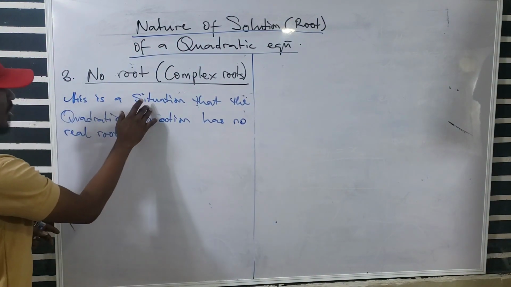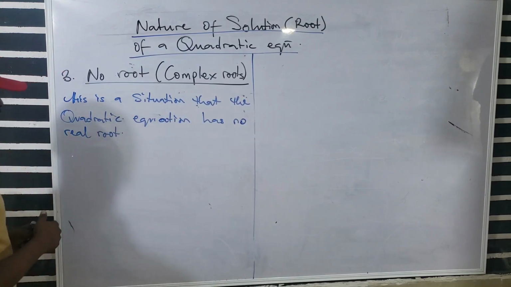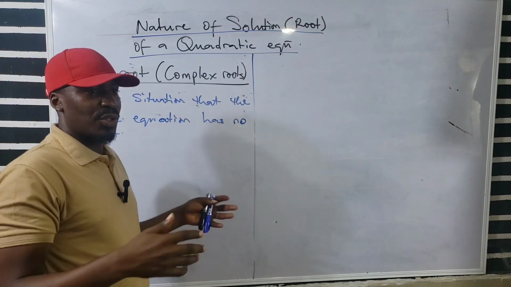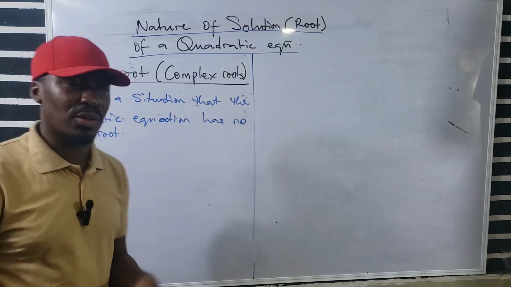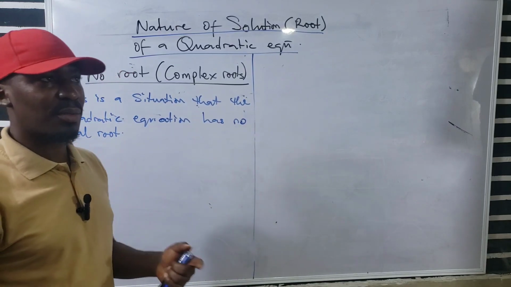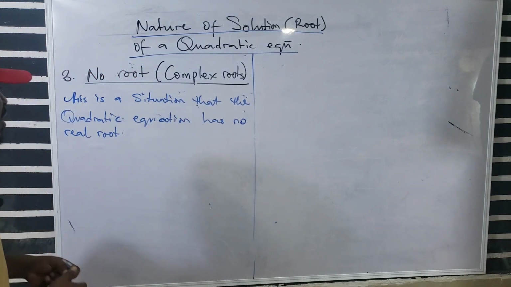So this is a situation where the quadratic equation has no real root. It means that the root of the equation does not lie on the real line. So it does not have any real number as its root. Rather, it has an imaginary number and a real number, which makes it a complex root.